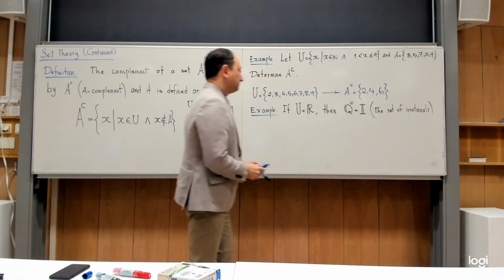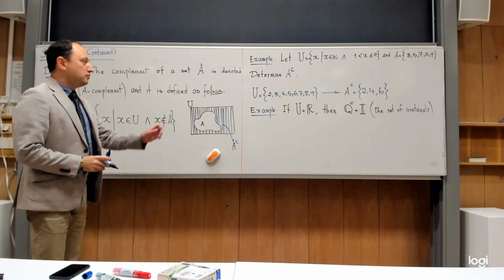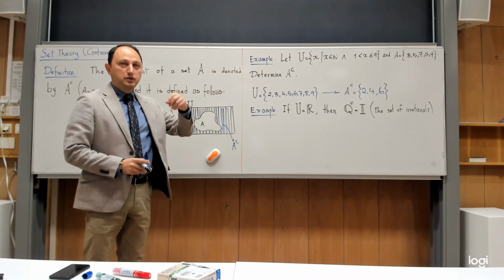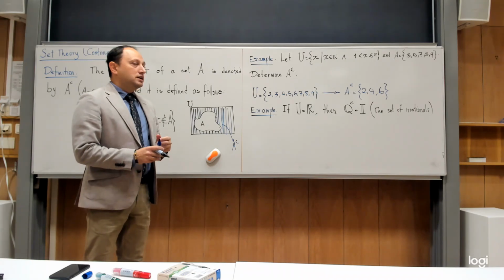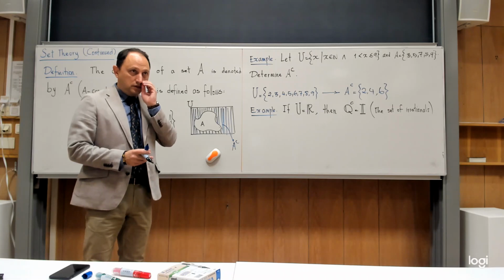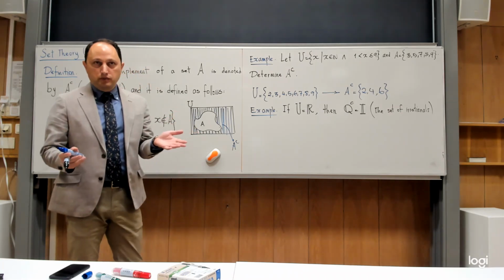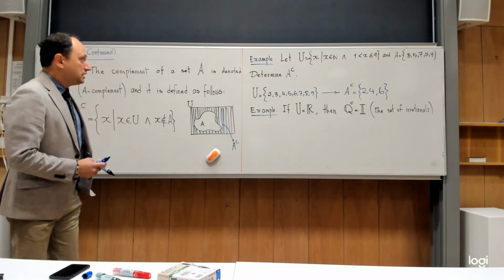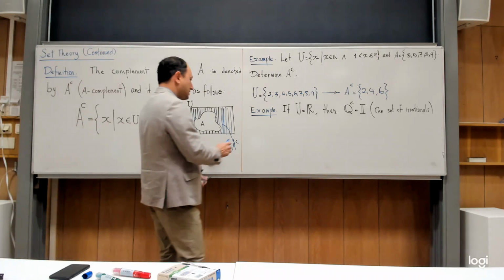Yes? For example, if the universal set is the set of natural numbers, what is the complement of the set of all even numbers? It is the set consisting of all odd numbers. Yeah, so this is very simple and clear. Okay, so let us see some properties. So let me write this as a theorem.